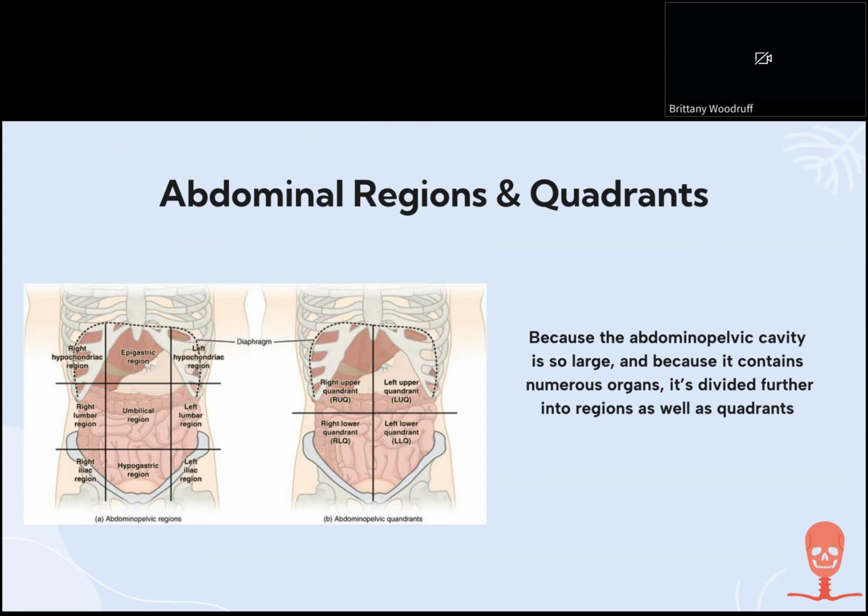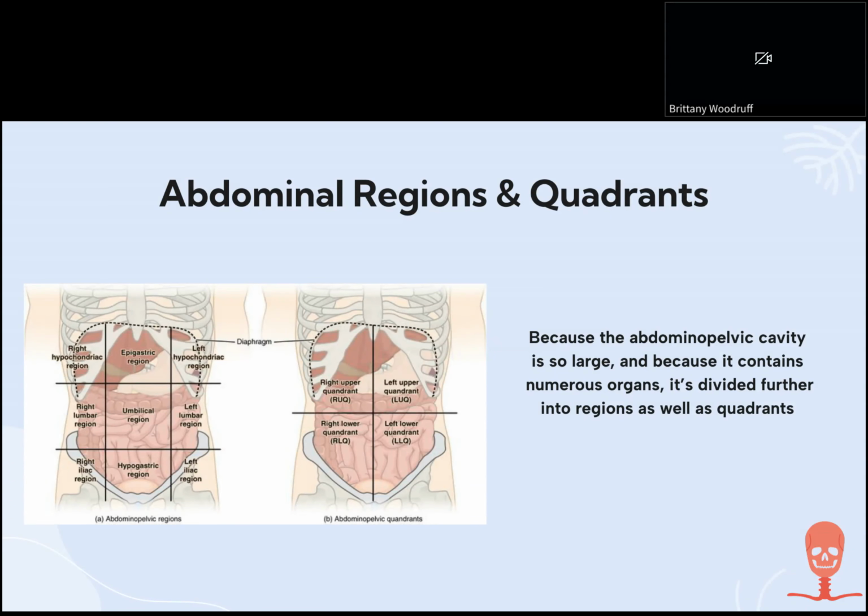Okay, so this is where we're going to go back to those abdominal quadrants. I know it jumps around just a little bit, but page 6. Because your abdominal pelvic cavity is so big, we subdivide it. We divide it into either regions or quadrants. You guys do not need to worry about knowing regions. There are 9 regions. Don't worry about them. Learn your quadrants.